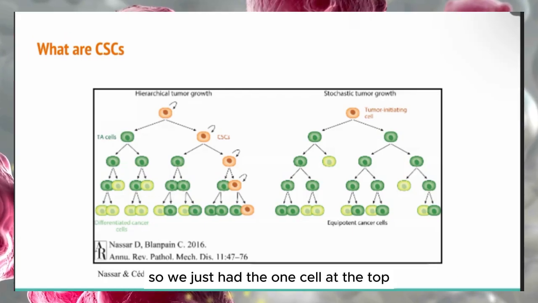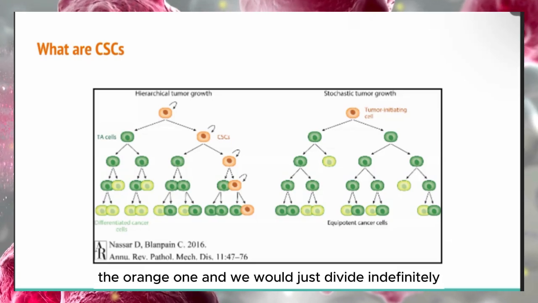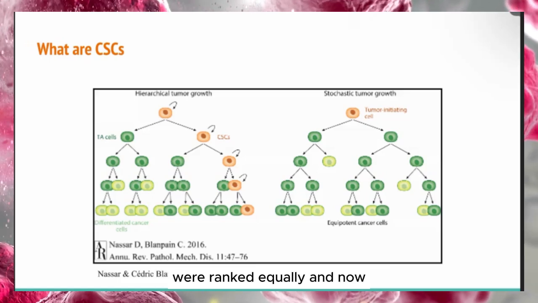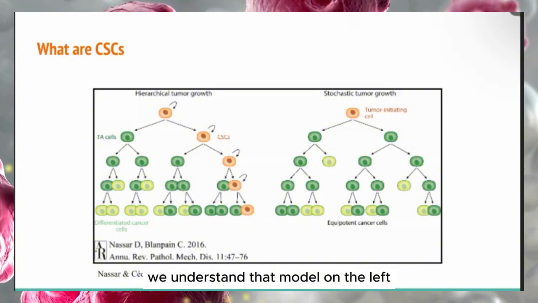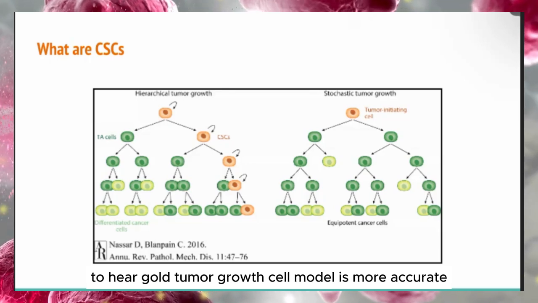So we just had the one cell at the top, the orange one, and we would just divide indefinitely, creating a bunch of equal cells that were ranked equally. And now with the new understanding and research that's been done, we understand that the model on the left, here called the tumor growth cell model, is more accurate.